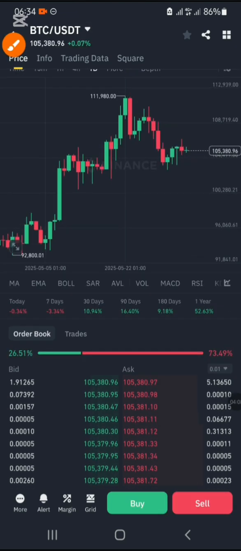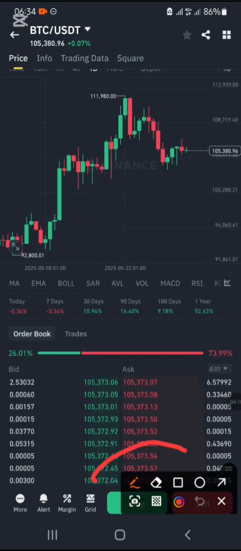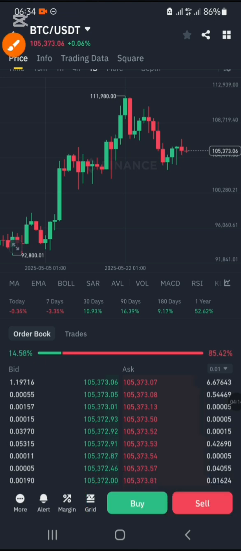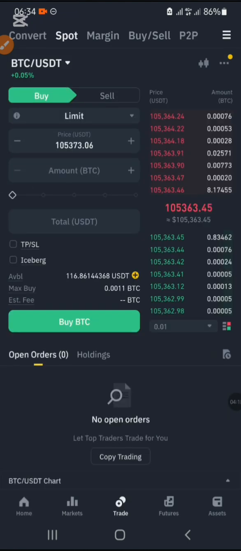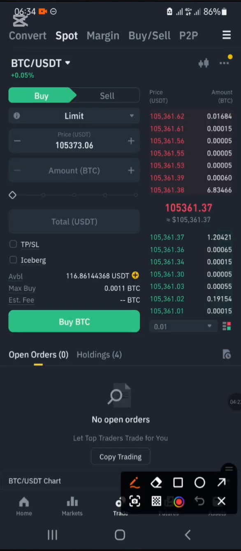You see right here, you see buy. That's why I said this strategy can be used by beginners. Just anyone can use this strategy. Then click on the buy icon. When you click on the buy icon, you can see on this account right now, this is a demo account I'm using for the purpose of this tutorial, but I'm having 116 here. You can see what I'm having here as USDT value. It's just a demo account.